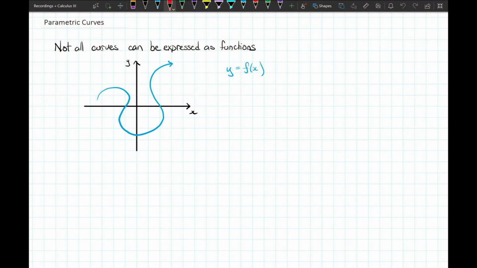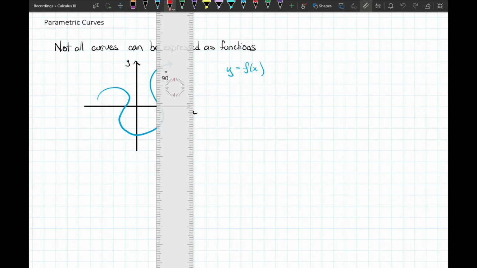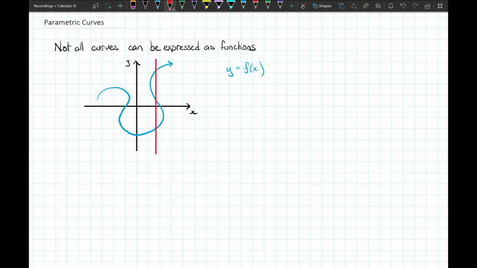Y equals f of x has an implication there that for any value of x, we get a unique value of y. We can use the vertical line test here, and you see I have a ruler, and for a particular value of x, I am crossing through the function in 3 locations. So that would mean that for one value of x, I've got 3 different values of y. That means that this curve is not a function.